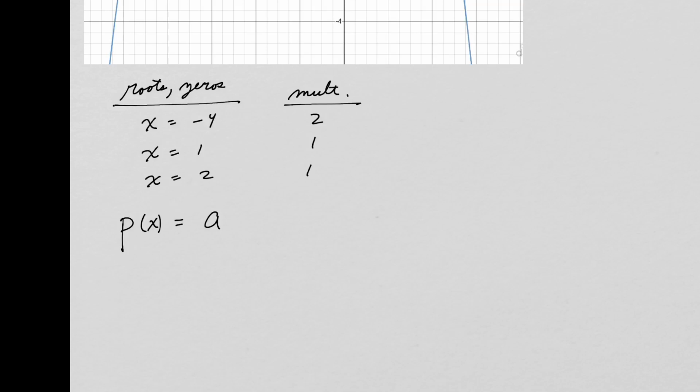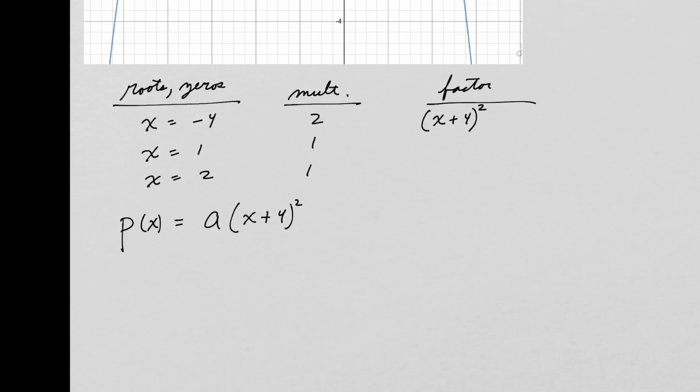Now, the root x equals -4, what factor does that come from? Well, the factor must have been x plus 4, because if I set that equal to 0, I'm going to get the solution x equals -4. So the factor is x, and then the opposite sign, x plus 4. And because the multiplicity is 2, this factor must have been squared. So I know that one factor here has to be (x + 4) squared.